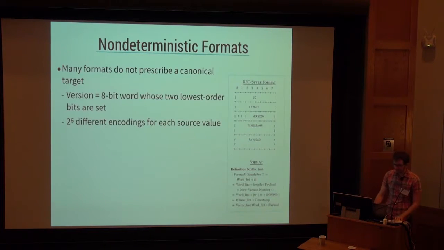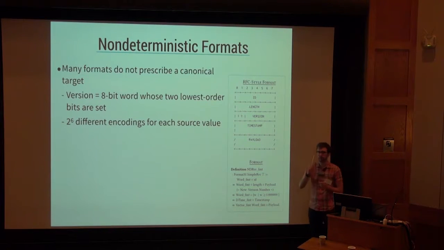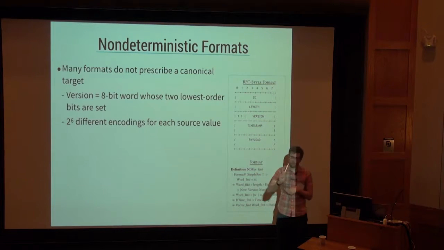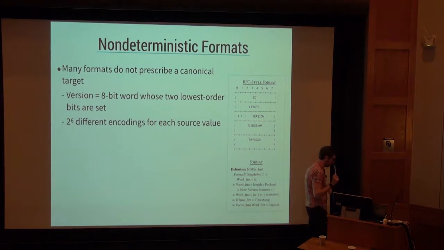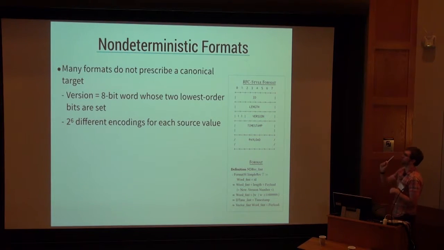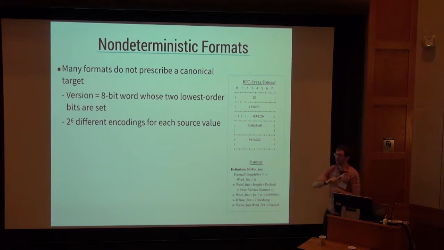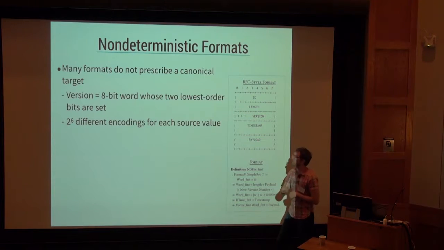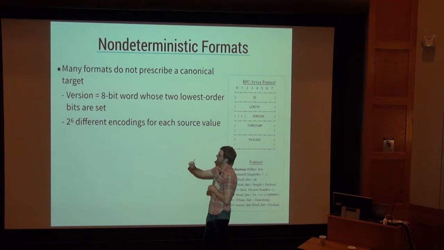Okay, so here's another tweak or another cool feature of Narcissus that is going to get back to that question that was asked some time ago. So here's the thing about standard binary formats that you may not know. It turns out that many formats do not prescribe a canonical target representation for a given source value. So what does that mean? Here's an example, and I'll give you more real examples in a second.